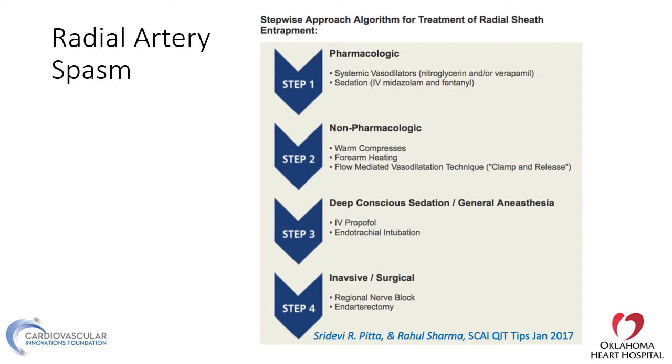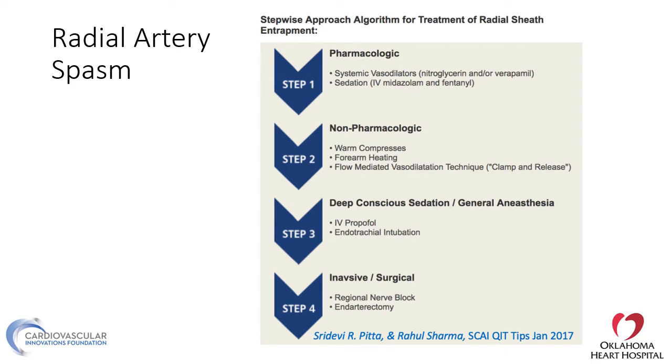Perhaps the most common, the one we see all the time, is radial artery spasm. This stepwise approach helps you get rid of spasm first by using pharmacological agents such as systemic vasodilators and sedation. If that does not work, non-pharmacological mechanisms include heating and warming of the forearm to dilate the arteries, and also flow-mediated vasodilatation, which can be achieved by a blood pressure cuff inflation for 5 minutes and then deflation, which can help dilate the radial artery to remove the sheath.